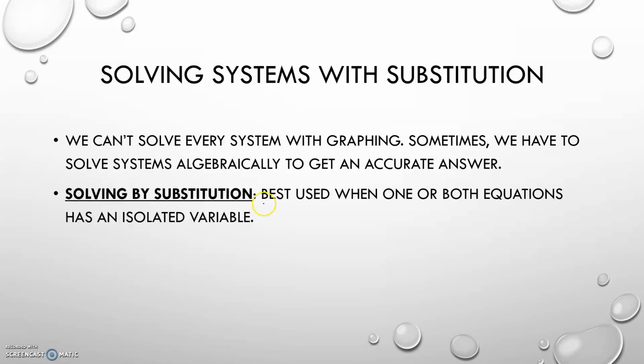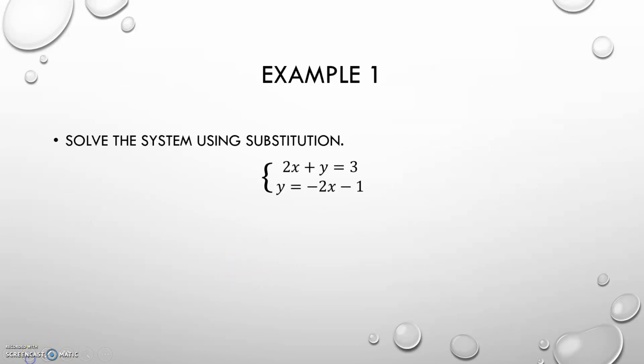So this is best used. It can be used anytime, but it's best used when one or both equations has an isolated variable. I'm talking about something that looks like this, like y equals 3x plus 12, or x equals 5y minus 3. Something along those lines where you have a variable that's already solved for. Let's look at an example.